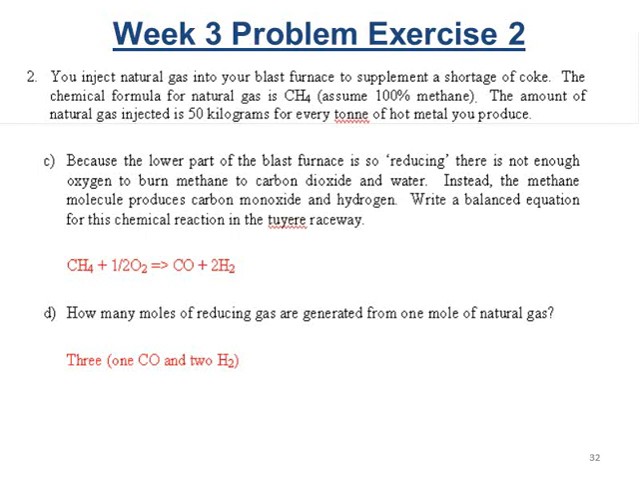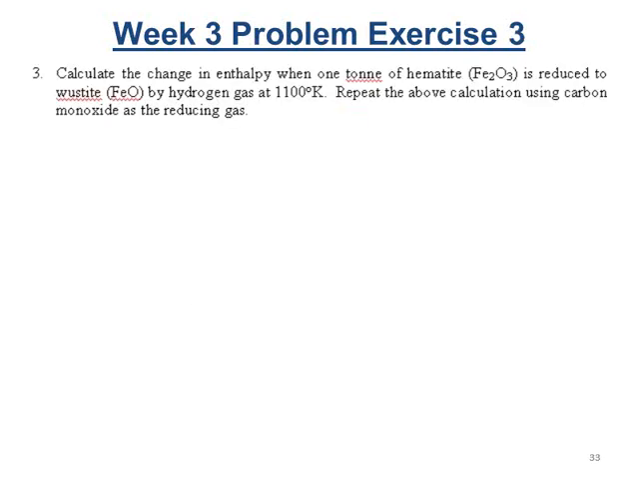So a balanced equation for the chemical reaction in the Tuyere Raceway is CH4 reacts with oxygen to produce carbon monoxide and 2H2. So the number of moles of reducing gas generated from 1 mole of natural gas would be 3. You have 1 mole of carbon monoxide and 2 moles of hydrogen. Okay, let's move to question 3.